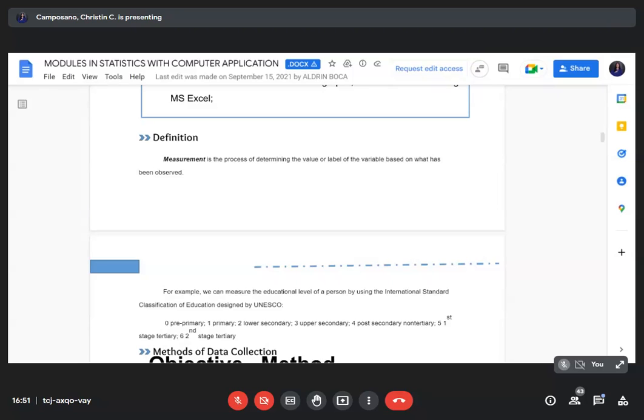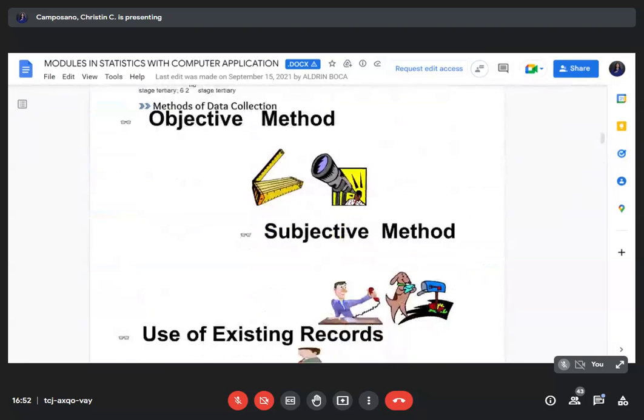And then, yung 5, yung first stage tertiary, yun yung first year, second year college. Then, third year, fourth year college is second stage tertiary, which is measured to be 6. Okay? And so that's the international standard classification of education. Okay? So next, let's move to the methods of data collection.